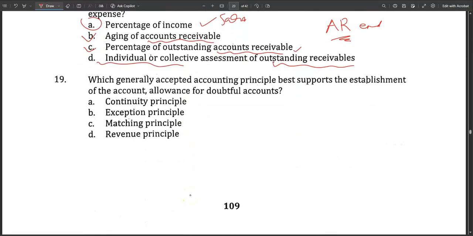Number 19. Which generally accepted accounting principle, GAAP, best supports the establishment of the allowance for doubtful accounts? It's the matching principle. Yes, matching, because we need to match and we don't have to wait for the actual bad debt or write-off. Before it happens, we need to recognize the allowance for expected credit loss. So that's it for number 19.